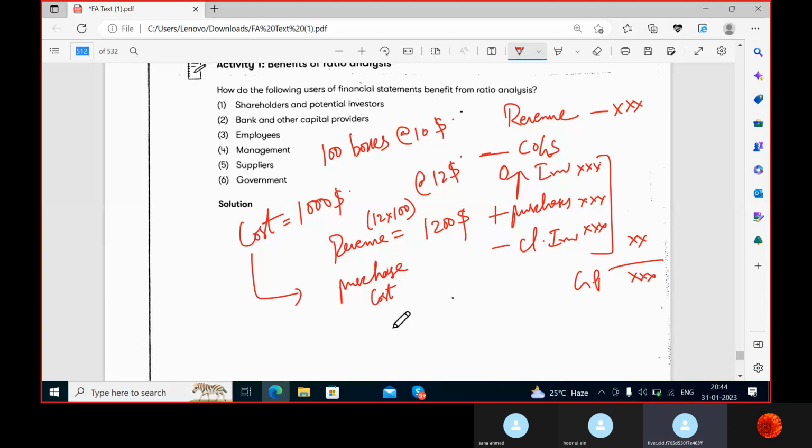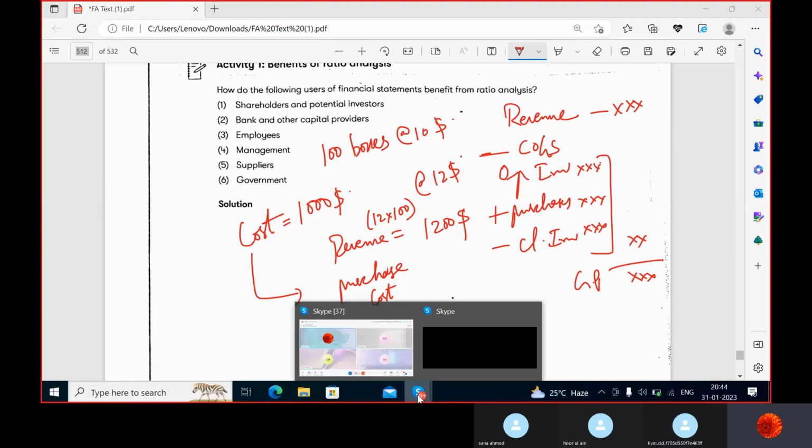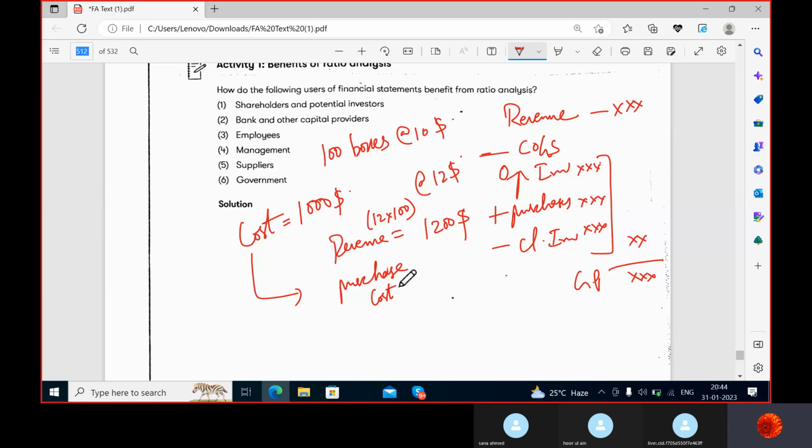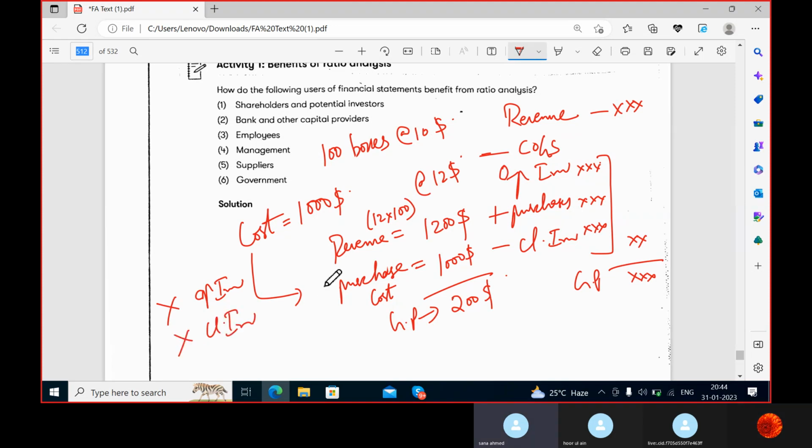This cost is nothing but my purchase cost, isn't it? So when I deduct this purchase cost from my revenue, I'm getting $200. That is my gross profit, correct? In this case, there was no opening inventory and no closing inventory. We just purchased some boxes for $1,000, sold boxes for $1,200, and the profit we got is $200.